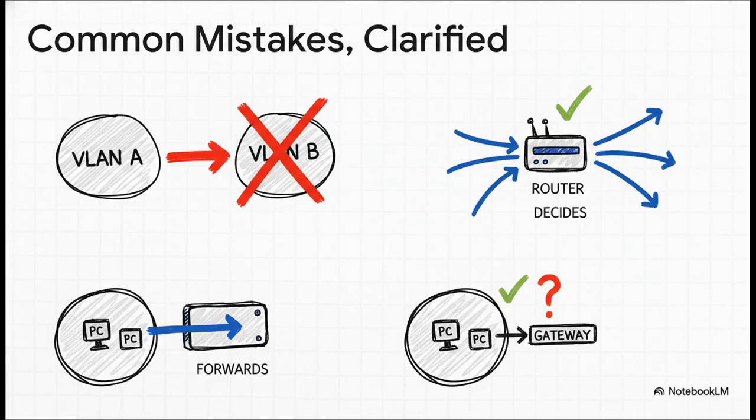This also helps us clear up some really common points of confusion. So, what are the big takeaways? One: VLANs cannot talk to each other without a Layer 3 device like a router. It's just not possible. Two: switches are for forwarding traffic locally. Routers are for making decisions to send traffic between networks. And three: a default gateway is absolutely essential. Without it, your devices are just stuck in their own little bubble forever.